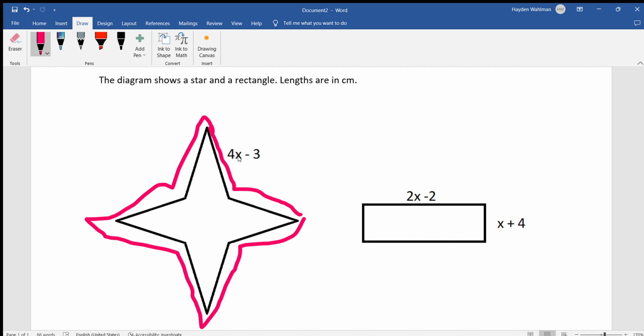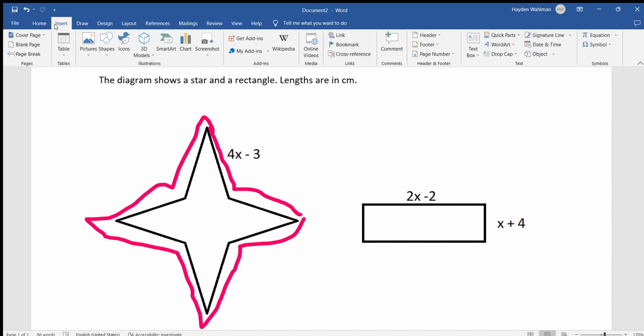So if x equals 2, that means this side is going to be equal to 5, right? Because 4 times 2 equals 8 minus 3, that's 5 centimeters. So they're just giving us a little bit of math instead of giving us the exact length. So the perimeter of this star must be 4x minus 3 plus 4x minus 3 plus, you know, right? You just add it all up.